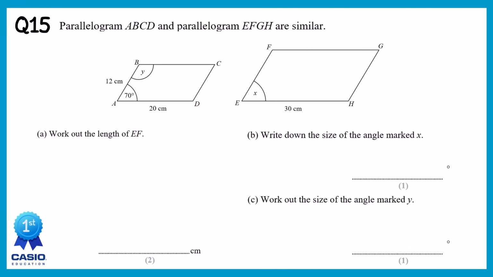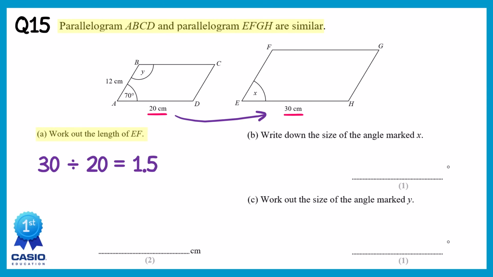In this question, we have 2 parallelograms which are similar, and in the first part, we need to work out the length of EF. To do this, we need to work out the scale factor of enlargement between the 2 similar shapes. We can do that by looking at the lengths of 20 and 30 here. We need to work out how we get from 20 to 30 by multiplying. We can do this by dividing 30 by 20, which is 1.5.